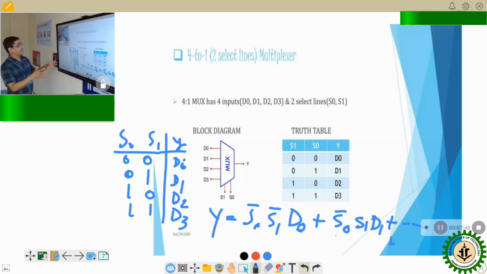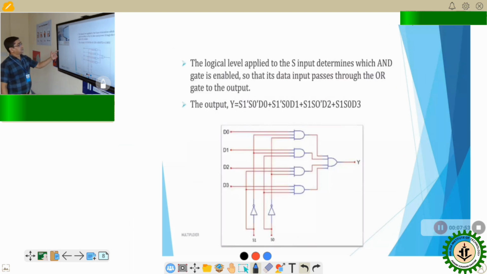This expression is obtained from the truth table of the 4:1 multiplexer. And next, we will get the total output. Y is equal to S1 bar, S0 bar, D0 plus S1 bar, S0, D1, plus S1, S0 bar, D2 and S1, S0, D3. These are the inputs, and we implement it with basic logic gates for the 4:1 multiplexer. Similarly, we can also derive the 2:1, 8:1 and 16:1 multiplexers. These are the basic block diagrams.